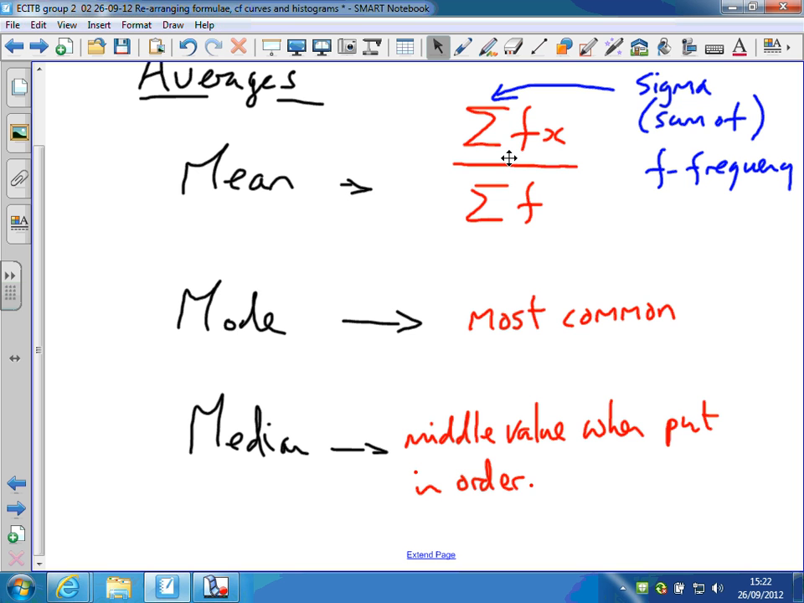So when you do the cumulative frequency curve in your assignment, you're actually automatically putting them in order. And because you've done the cumulative frequency, it's very quick to find the middle point. So actually, from a cumulative frequency distribution, the median is very easy to find. And you'll see that when you do your assignment.